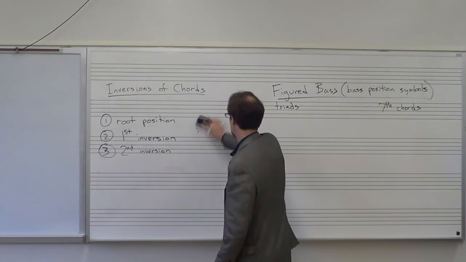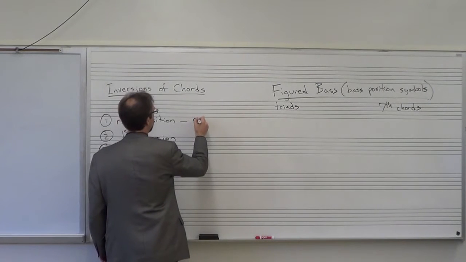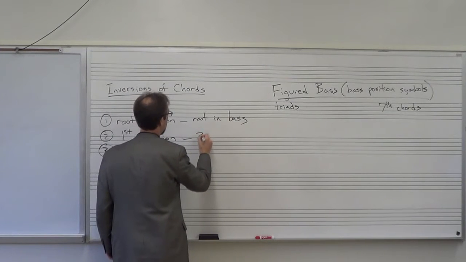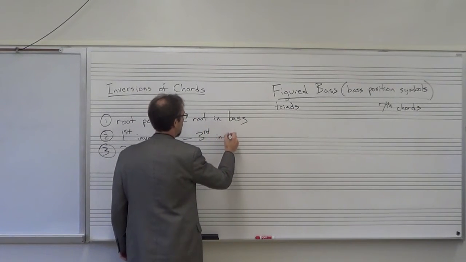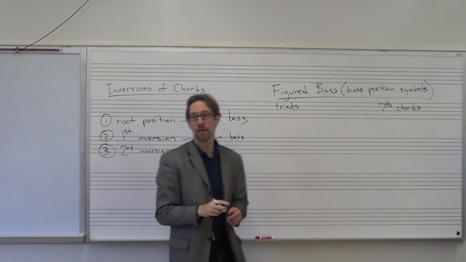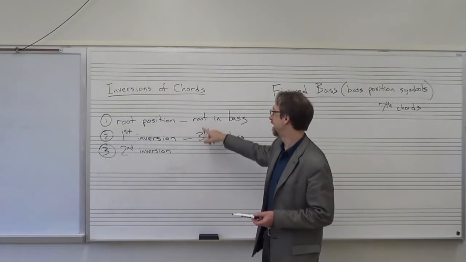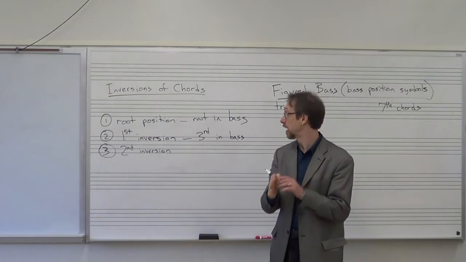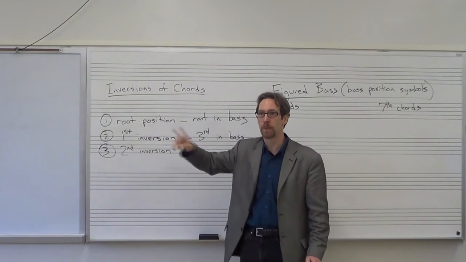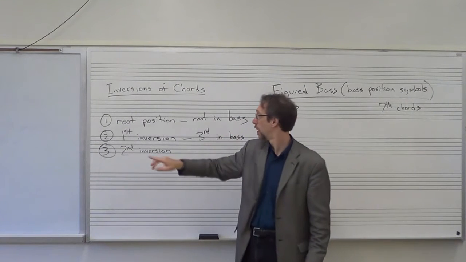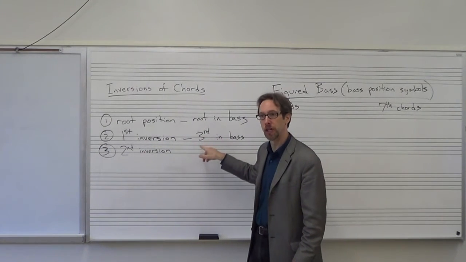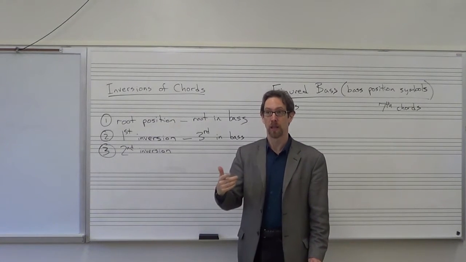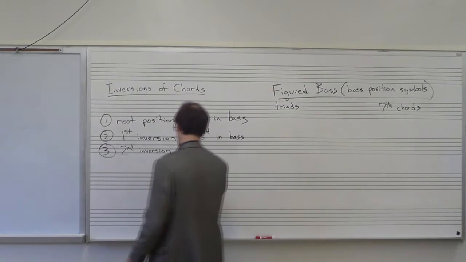So let me make a little room here so I can indicate that. So here, root in bass. First inversion means the third of the chord is in the bass. One thing to be careful of, when we start using these numbers, we use numbers for many different things. When I talk about first inversion, I'm not talking about the first note of the chord. I'm talking about its inversion. When I say the third, I'm talking about the third of the chord. I'm not talking about the third note in the chord, but in this structure, third scale degree.